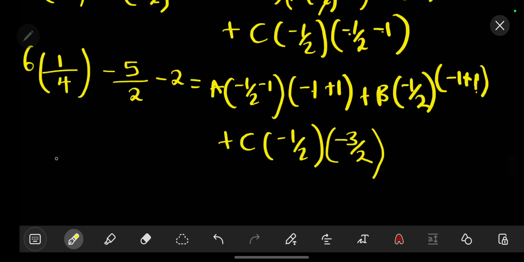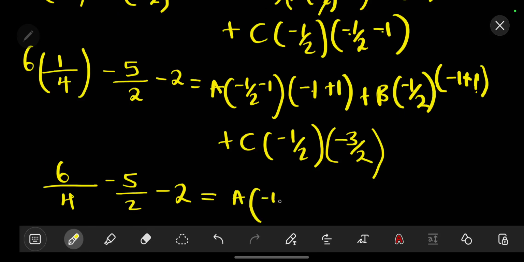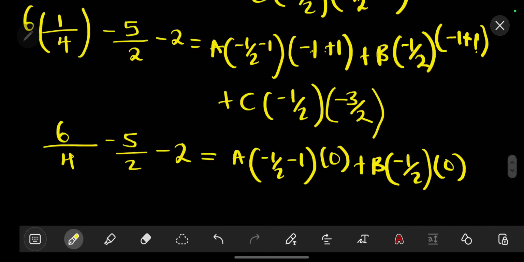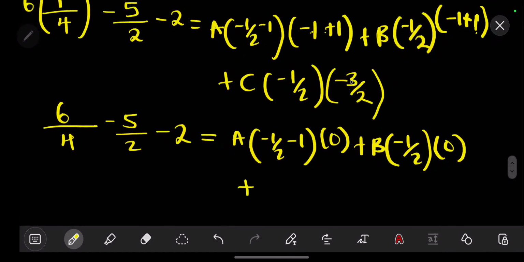So we have 6 times 1 over 4, that will give us a 6 over 4 like that, minus our 5 over 2, minus 2 should be equal to, we have our a like that, negative 1 over 2 minus 1, then negative 1 plus 1 is a 0 like that. Then we have plus our b, same thing, we have negative 1 like that, negative 1 plus 1, that will give us a 0 like that. Then we have, last but not the least, our plus c, negative 3 times negative 1, it will give us positive 3 over 2 times 2 is 4. Then we have our c like that.